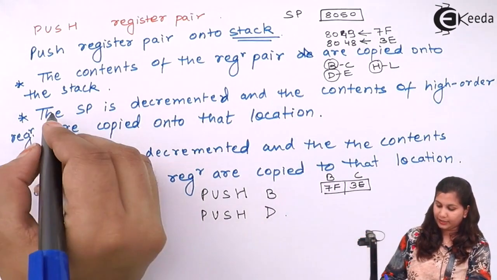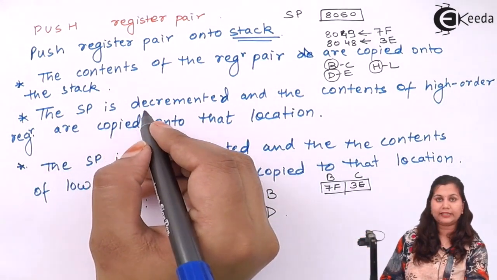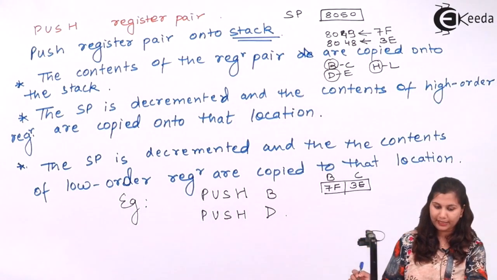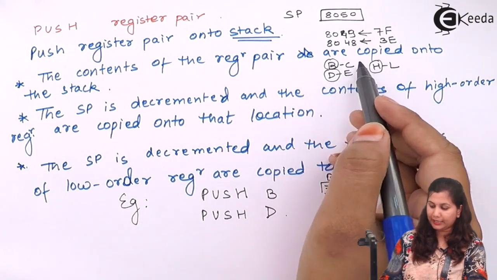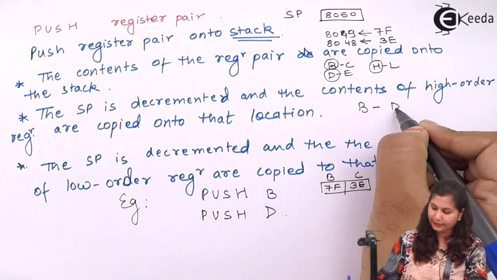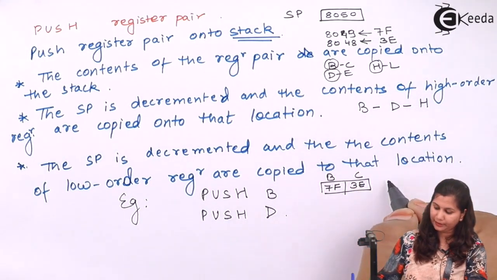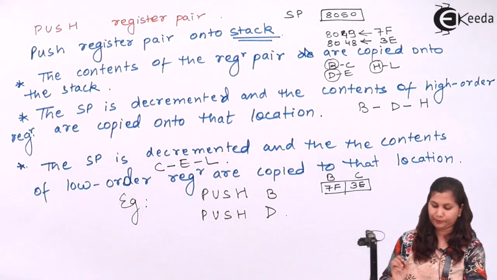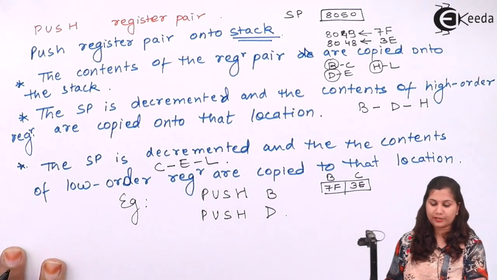So the contents of the stack pointer will be decremented. First the higher order register is copied and then the lower order register is copied there. That is C, E and L. Here B, D and H will be copied, and lower order we will have C, E and L. So this was the push instruction.